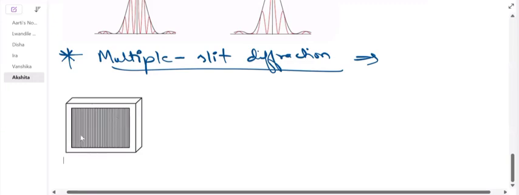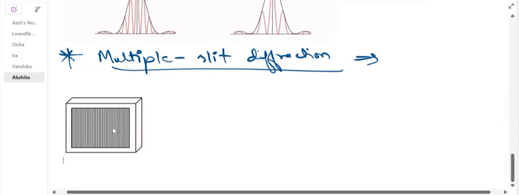Check this one. This is a diffraction grating. You can see many thin fine lines given over the screen. This is the screen, and here many thin fine lines are given. Done?